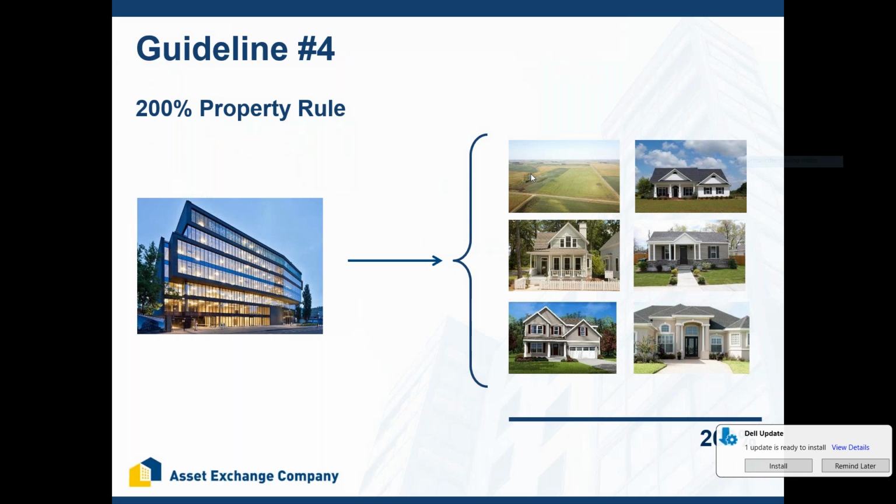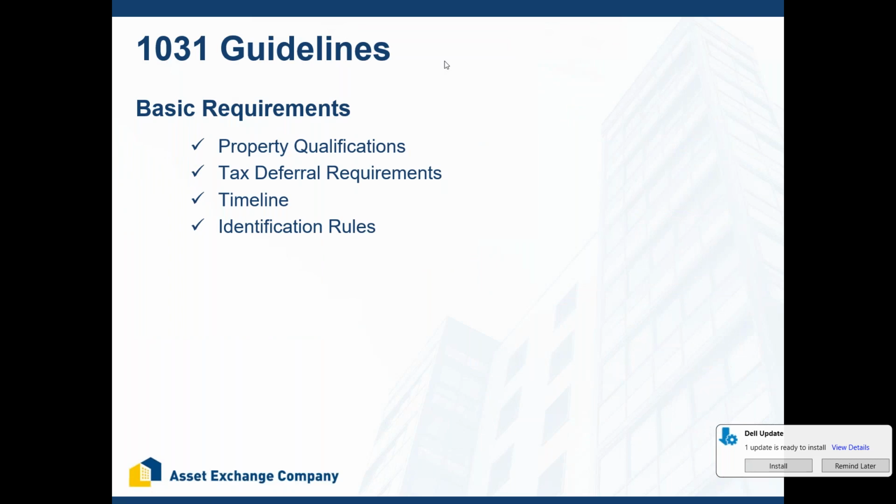Now, let's summarize here. When you do a 1031 exchange, you've got 4 basic guidelines. Properties must qualify. If you don't want to pay taxes, you need to purchase property equal or greater in value. You have 180 days to do your exchange. And then what do you need to do on day 45? Well, you need to identify what you're thinking about buying.